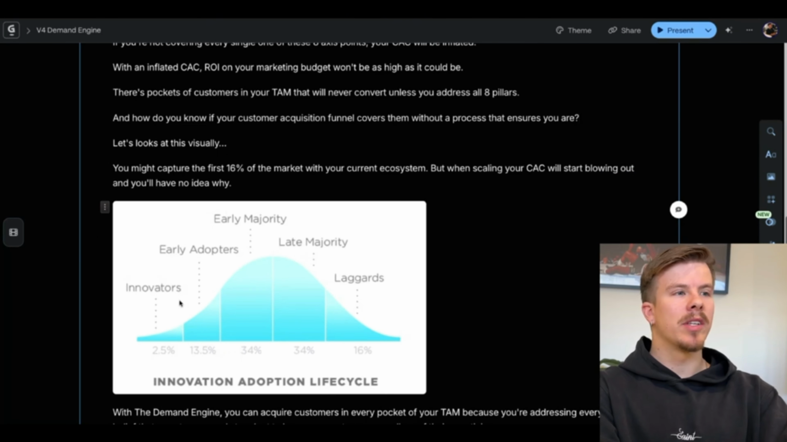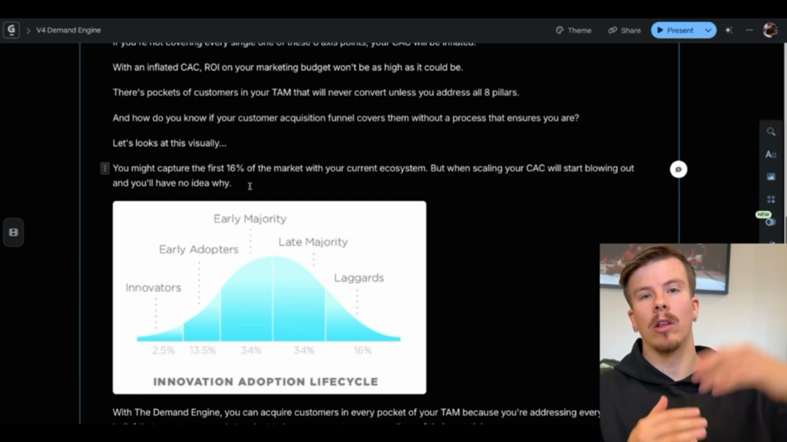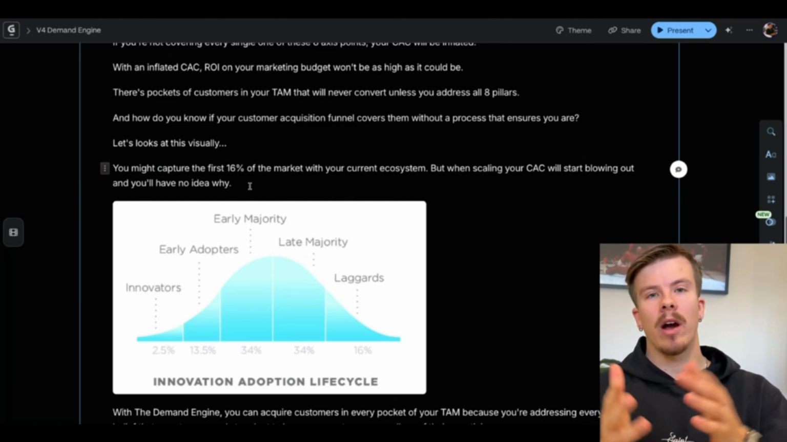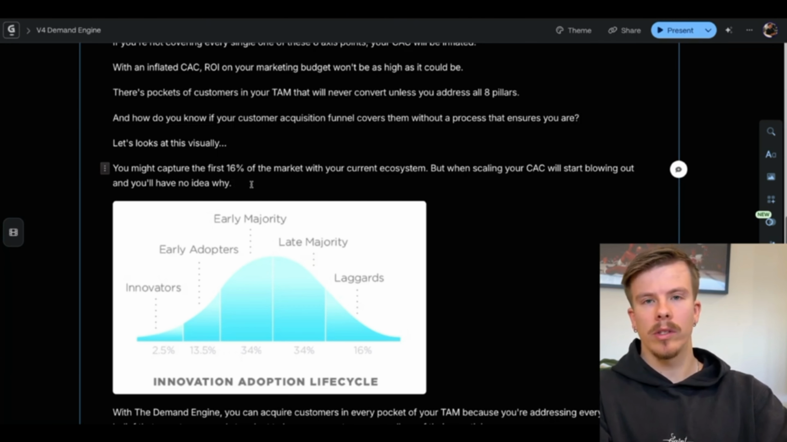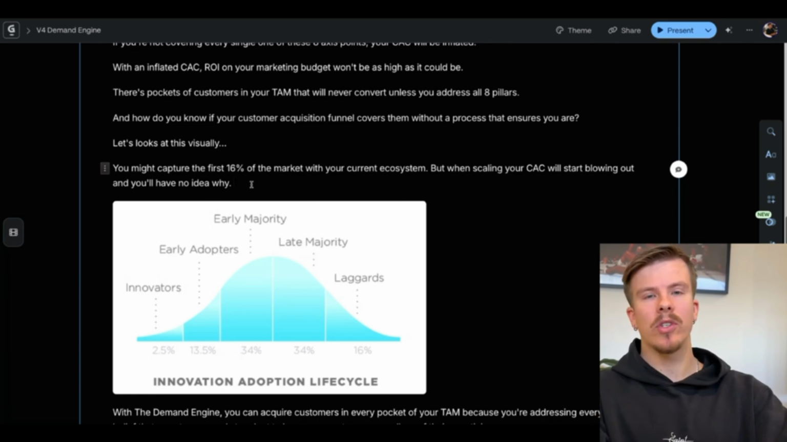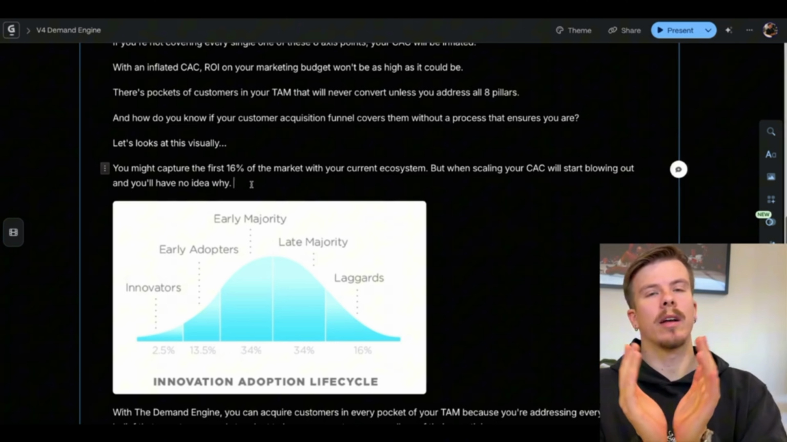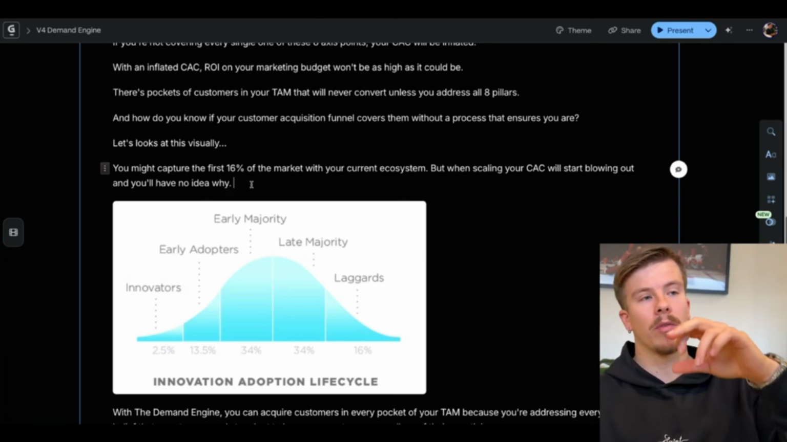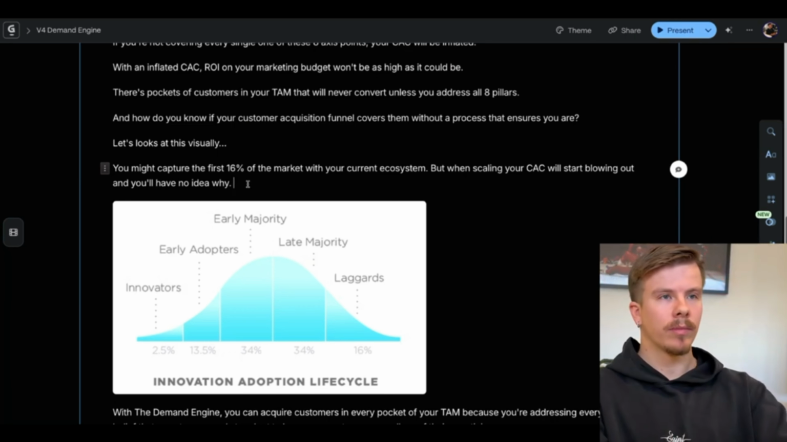If you haven't, essentially in any category, there's people that are easier to convert and some people that take a lot more convincing, right? So as you're currently operating, you might be acquiring 16% of the market with your current ecosystem, with the current content you're putting out, your current ads, your current VSL, whatever. But as you scale, as you reach further in-depth pools of the market who aren't as ready to buy, who take more convincing, if you think of the content funnel, like the customer acquisition funnel, you might be able to convert the bottom of the funnel, but the reason why you can't convert middle and top is because you don't have all these 8 pillars installed, right?